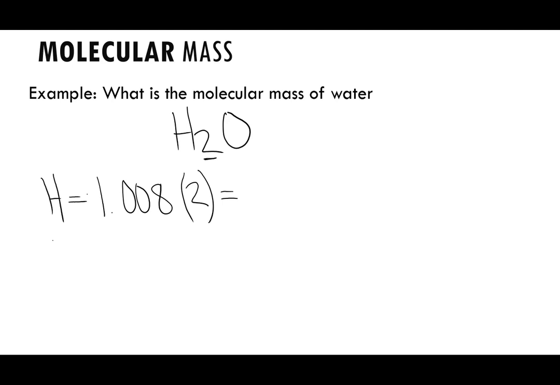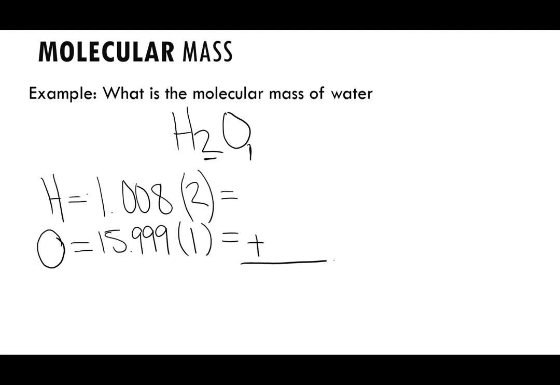Okay. And then I'm going to determine the molecular mass for oxygen. So 15.999, according to the table I have in front of me. And I'm going to multiply that by 1 because remember there's an implied 1 here. We have 1 of them. And then I'm going to simply add those two numbers together. So let me go ahead and do that.